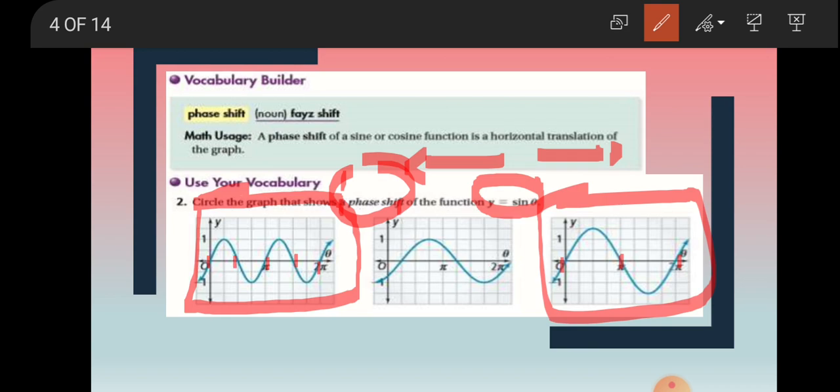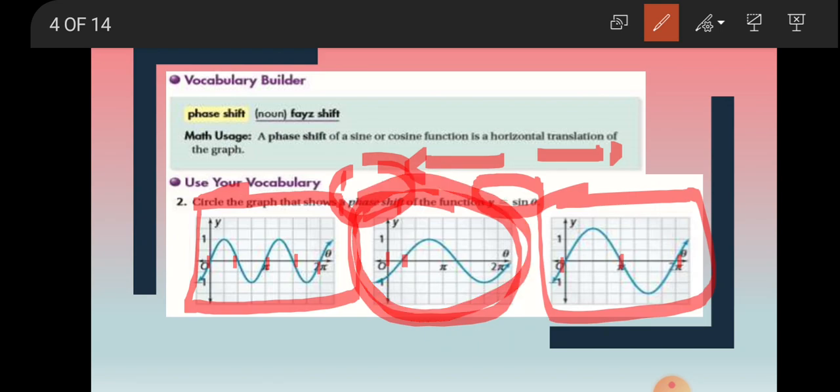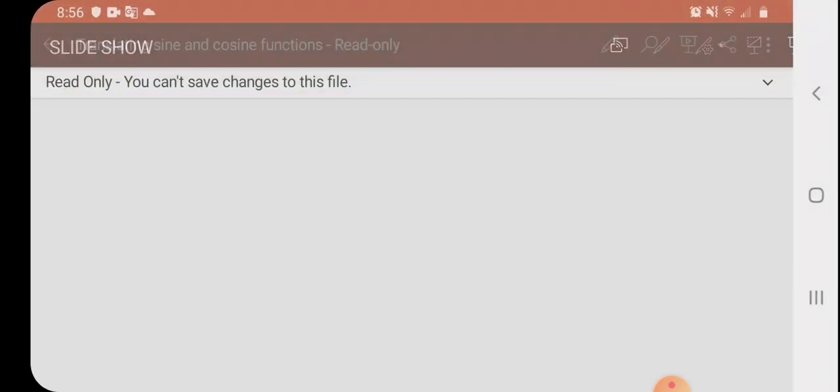So how about the second one? Oh, the 0 is here, and it moved down here. Okay, this is our phase shift, so that's why I circled this one. And these ones are not our phase shift. Good job. Let's move on.